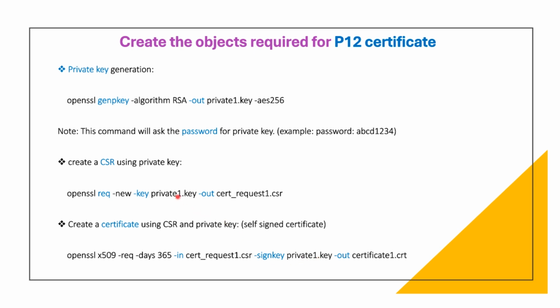A valid certificate authority should sign the certificate. We have to send this CSR to them. They will create the certificate and send it to you. Use that certificate. Now we are creating the self-signed certificate.